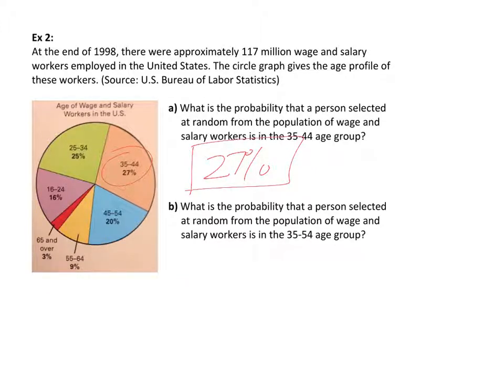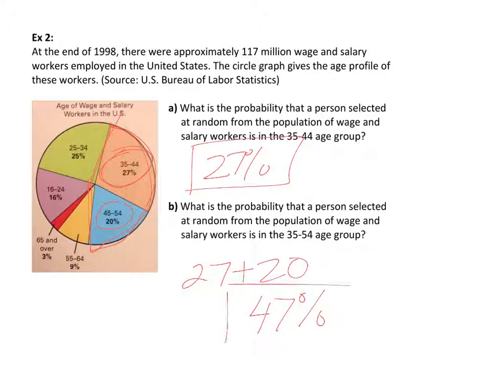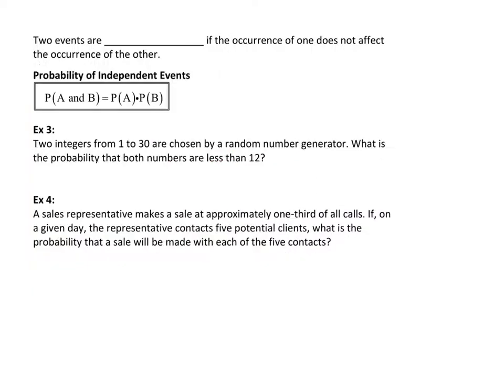For part B, what is the probability that a person selected at random from the population of wage and salary workers is in the 35 to 54 age group? 35 to 44 and then 45 to 54, so it's these two combined. So 27 plus 20, 47%. That was super easy. Not much thinking involved there.